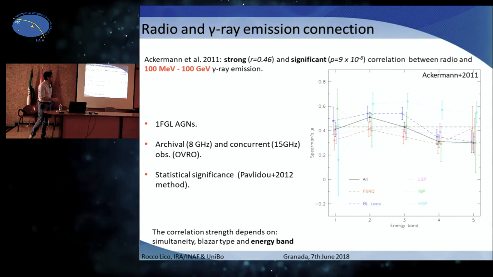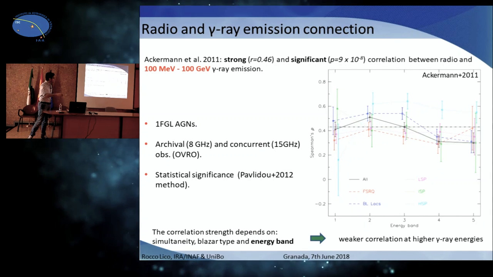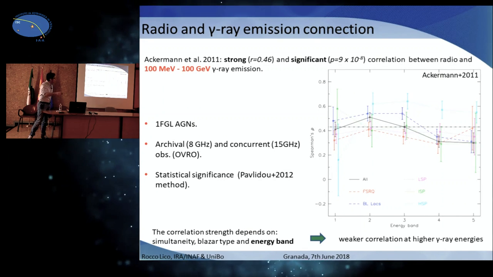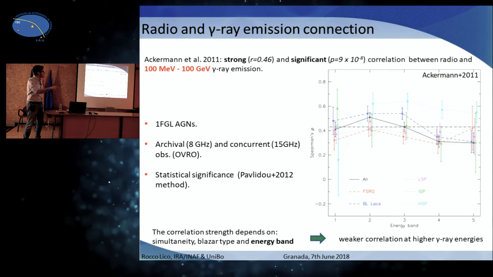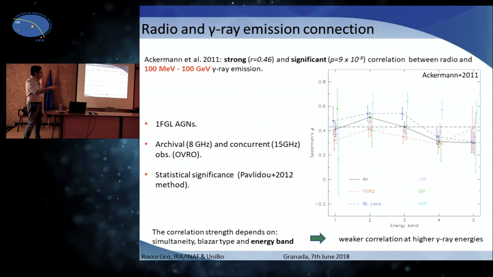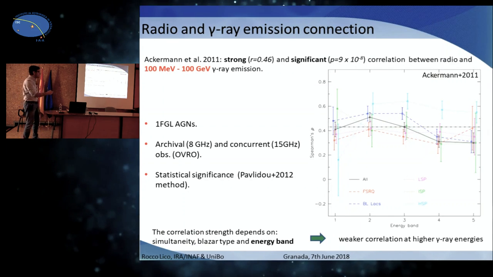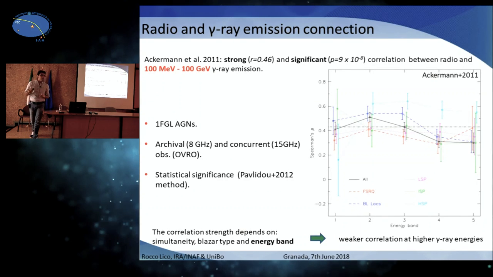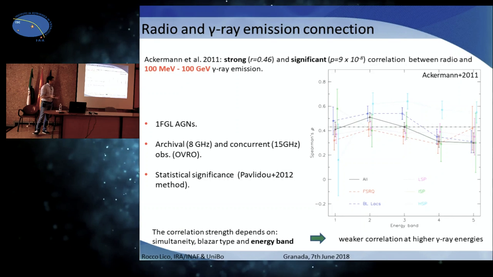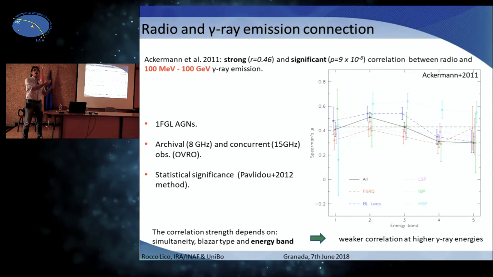And another important thing is that the strength of the correlation depends, as you can see here, on the energy band. What they find is that when considering higher gamma ray energies, up to 100 GeV, the strength of the correlation tends to become weaker, at least up to 100 GeV. This is what we are interested in now, and we are just curious to see what happens when we consider even higher gamma ray energies.